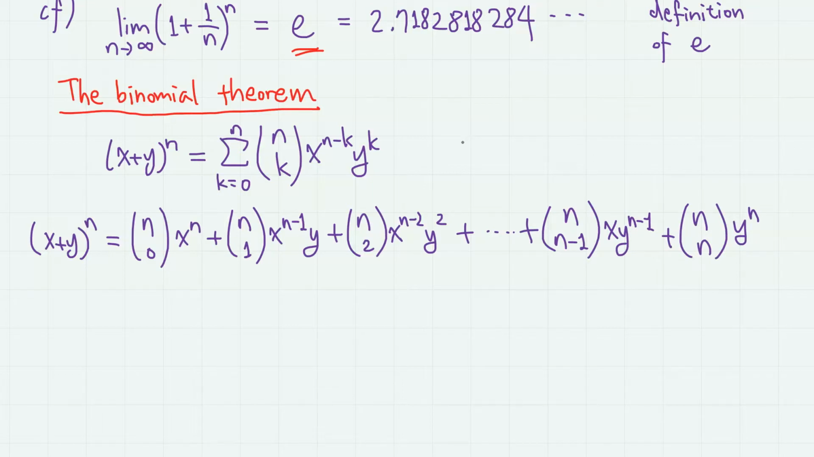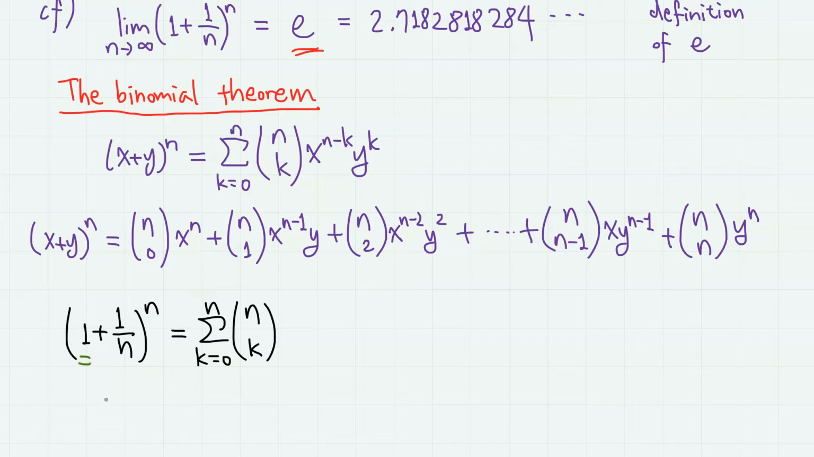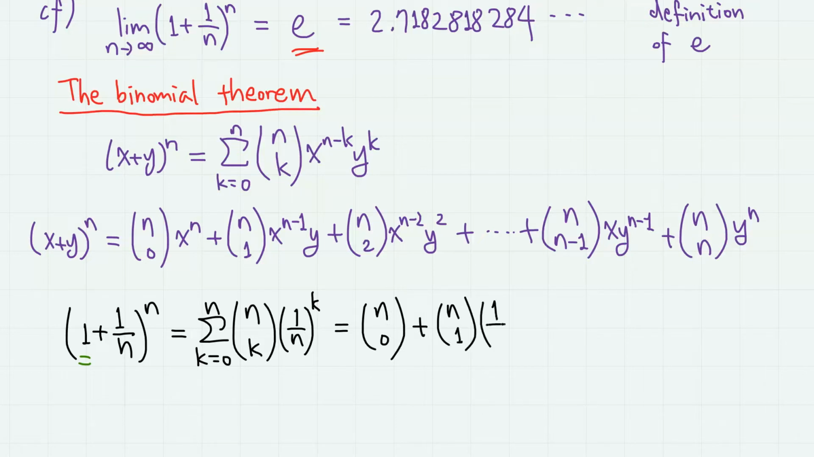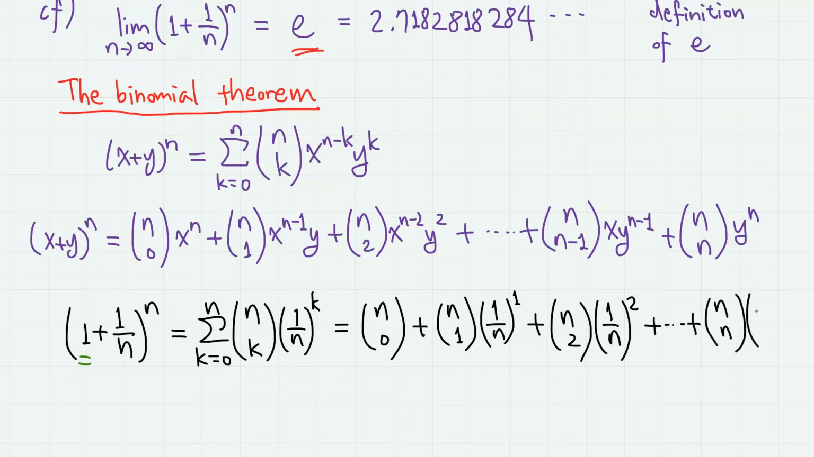Now let us apply this to our given expression. So let us expand this. Then by the binomial theorem, we have the sum of n choose k, and we don't need to write 1 to the power of n minus k because it is simply 1. So we only have 1 over n to the power of k, which is n choose 0, plus n choose 1 times 1 over n to the power of 1, plus n choose 2 times 1 over n squared, all the way up to n choose n times 1 over n to the power of n.